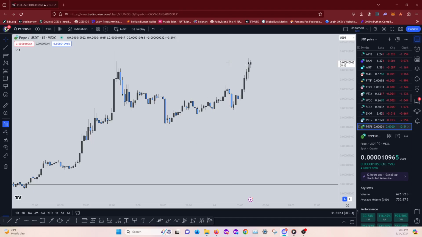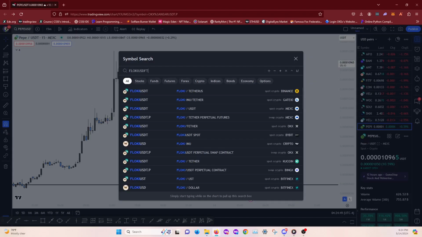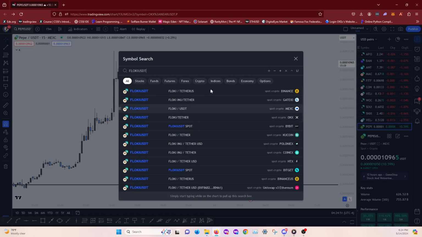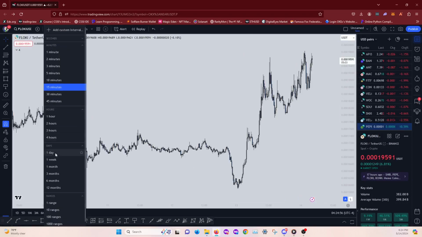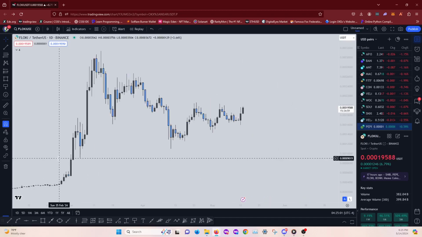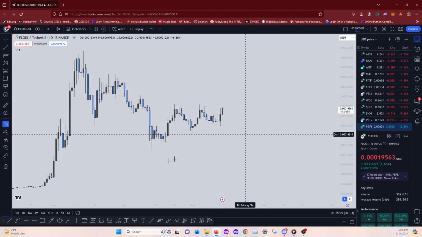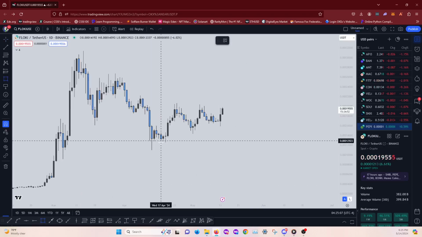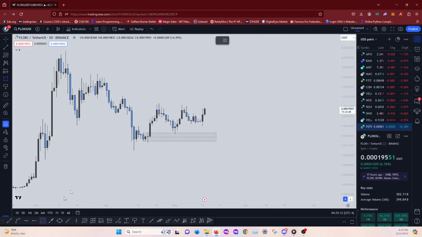But yeah, so have a look at Floki. I'm guessing this thing also charted. Yeah, damn. So, another example of order flow. Order block respected. Order block respected.